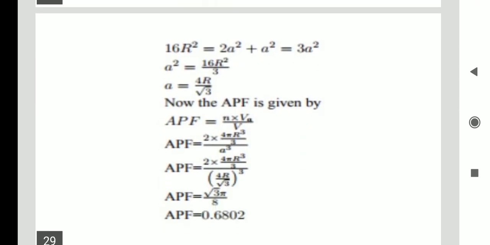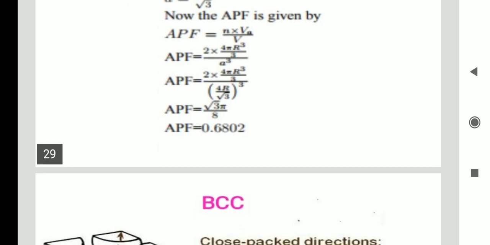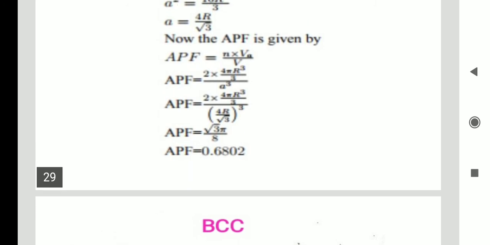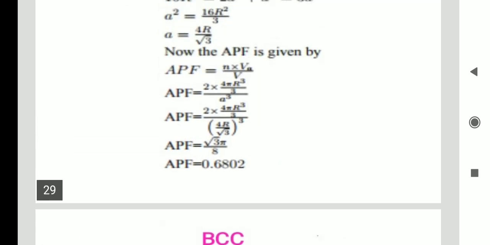Now the APF value is how much? The APF value we can consider as N into VA by V, where N equal to the number of atoms in BCC, the body centered cubic structure, which is 2, and the volume of the atom 4 pi r cube by 3, divided by A cube. Now simplify, what is the value of A? A equal to 4R by root 3. After simplification you will get 0.68.